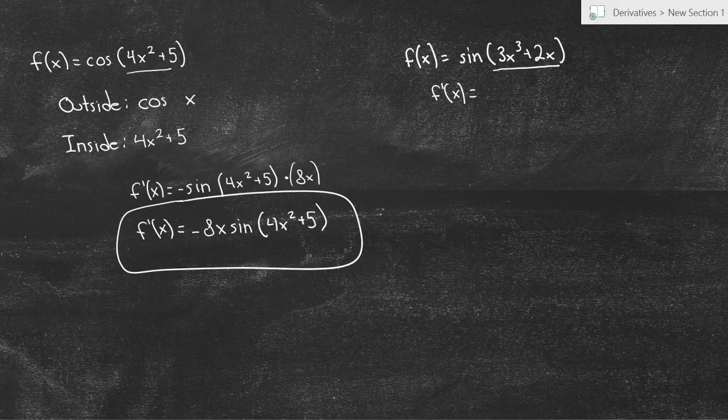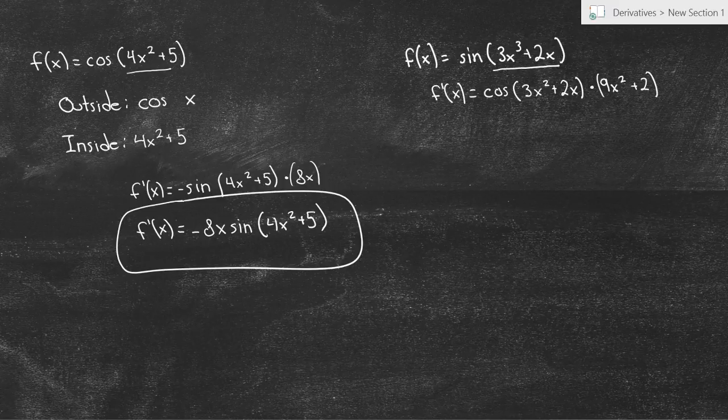Okay, well, derivative of sine is cosine, so I'm going to get cosine. Then, well, what goes inside? I leave the inside function alone. So cosine of 3x cubed plus 2x. And then what's my last step? Multiply by the derivative of the inside. Is, well, 3x cubed plus 2x. Take that derivative, we'll get 9x squared plus 2.